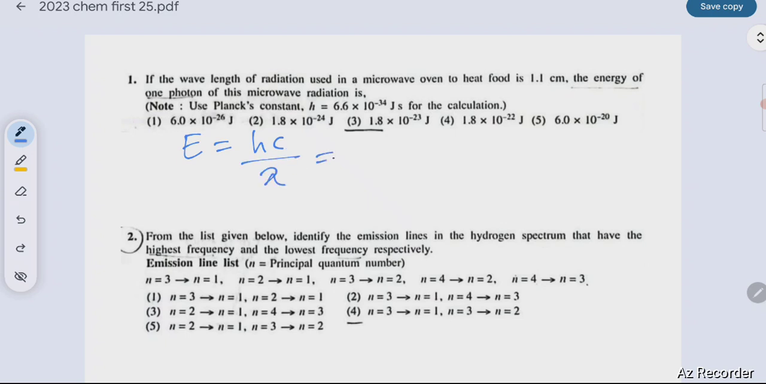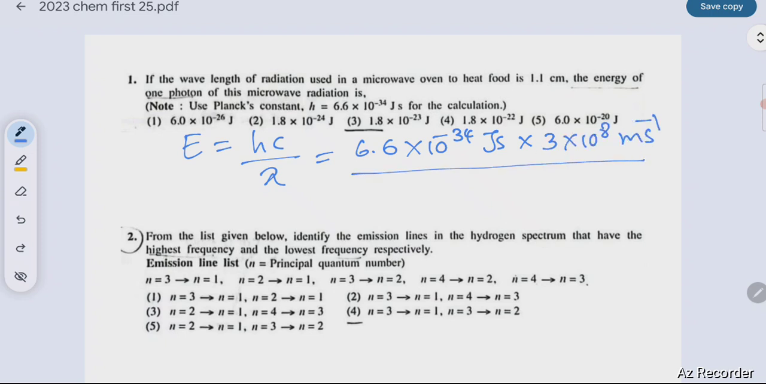Then h is 6.6 into 10 to the power minus 34 joule seconds times c is 3 into 10 to the power 8 meters per second, over lambda. It is given as 1.1 centimeter, so you have to convert it into meters. Then 1.1 into 10 to the power minus 2 meters. Then we can simplify this, right?